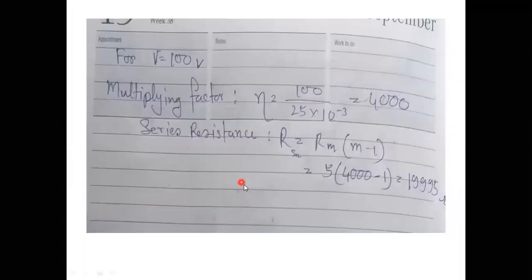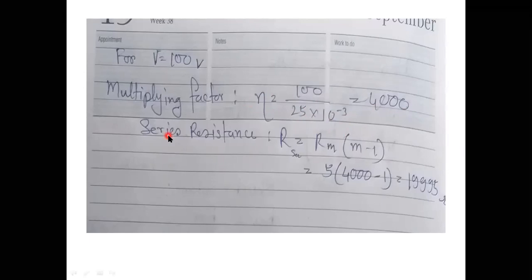Then we are going for the second case, for V equal to 100 volt. Same case, where we have to evaluate the multiplying factor, that is η. η is 100 divided by 25 into 10 to the power minus 3, because this is the Vm. So we know the multiplying factor is V by Vm, meaning total voltage by this meter voltage. So this is 100 divided by 25 into 10 to the power minus 3. So this is coming 4000.